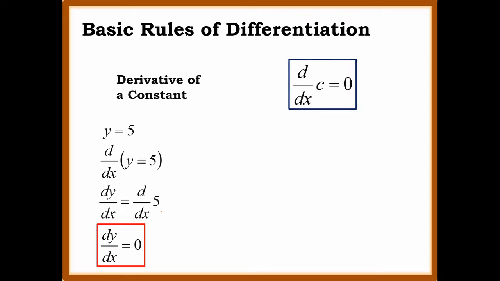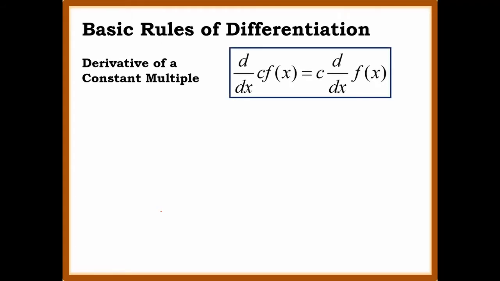Next, let us go with the derivative of a constant multiple. Involved pa rin ang constant, d over dx ng isang constant, pero multiplied sa function of x. Okay? So, makikita natin, yung c natin, looking at the left side and the right side, para lang natin siyang nilabas. Okay? Para lang natin nilabas si c.